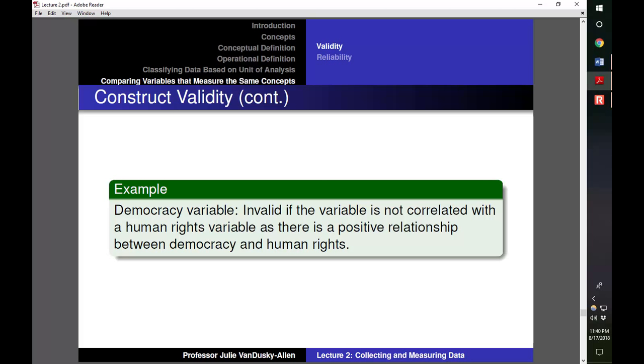If we compared our democracy variable to a human rights variable but discovered that the two variables were not correlated, our democracy variable would fail the construct validity test.